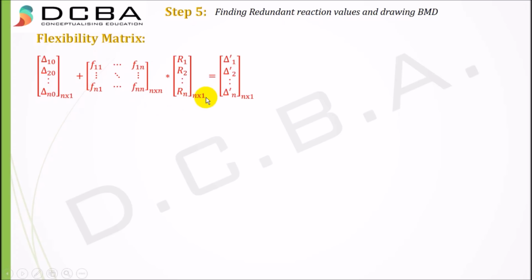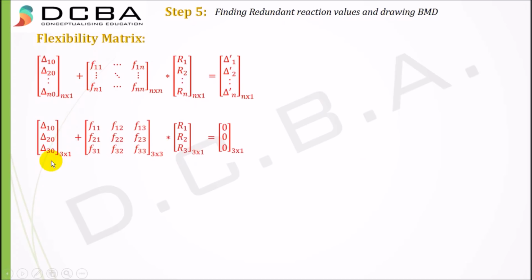Here it would be 3 cross 1 again, R1, R2, R3, your redundants, and here this is delta dash 1, delta dash 2, delta dash 3, a 3 cross 1 matrix. These values mean that if there is any external deflection given in your question at any point of your redundant, then you need to put that deflection value here. But in our case there was no deflection given. I'll be solving one more sum in which there is a deflection given, and we'll check that sum as well, right?